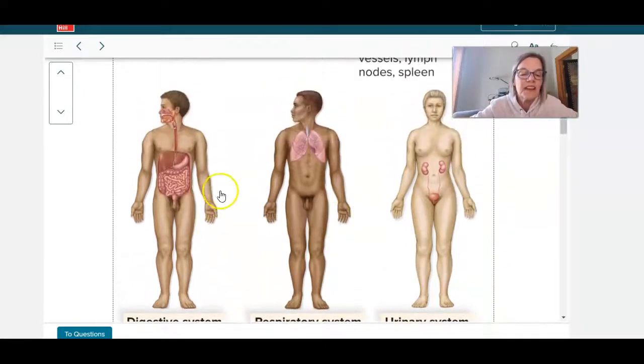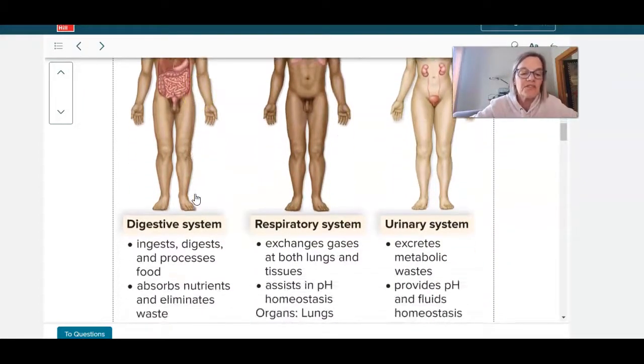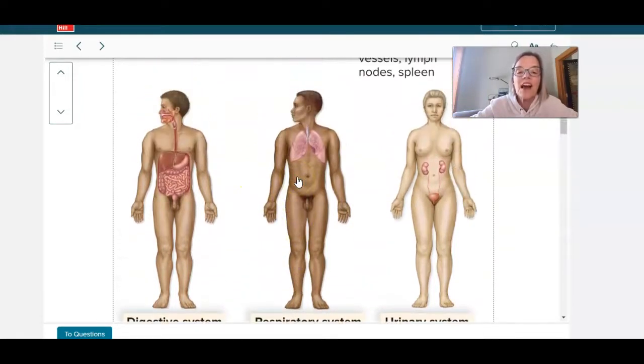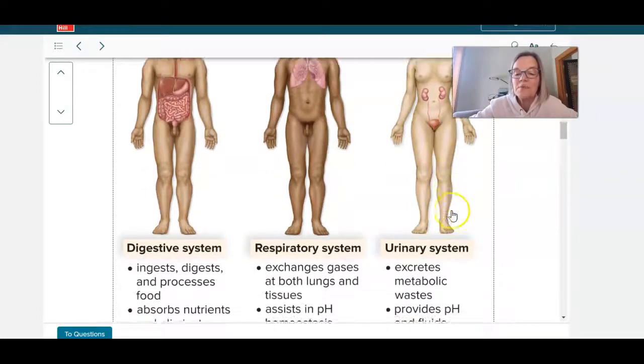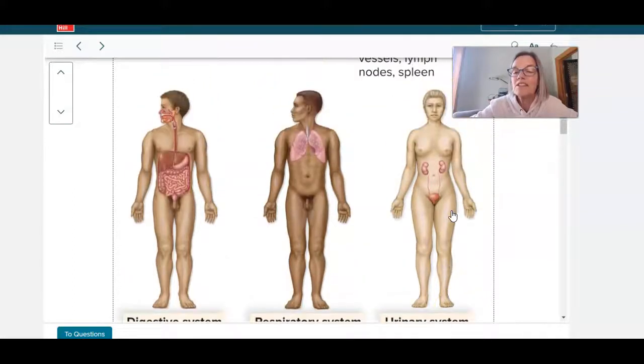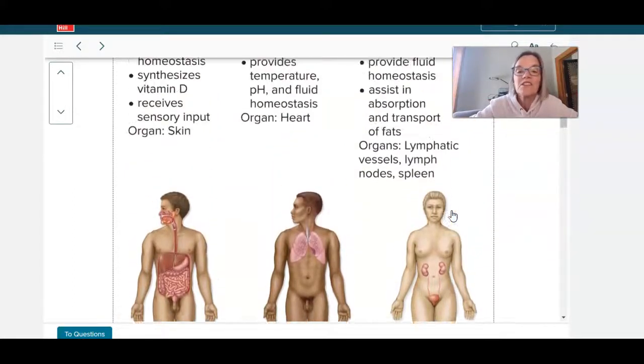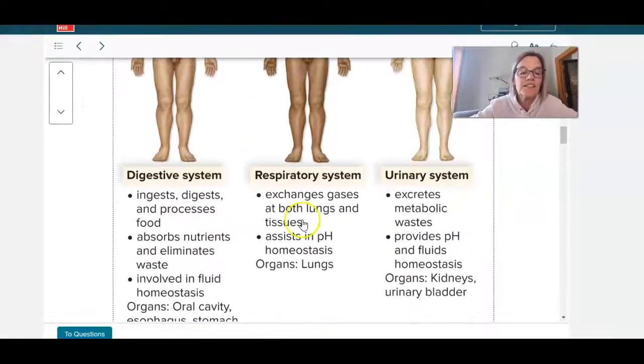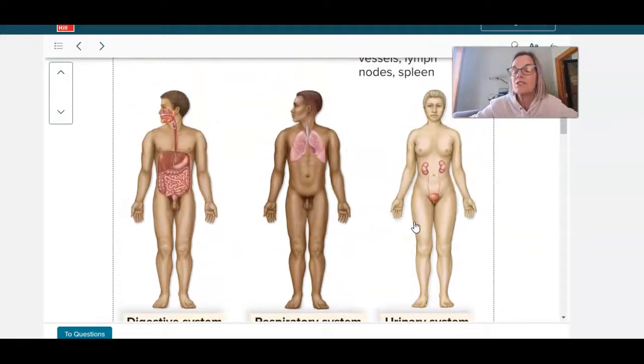Digestive system helps us obviously digest food and absorb nutrients. Respiratory system brings in oxygen, helps us release carbon dioxide. And then the urinary system helps us get rid of metabolic waste, which are the chemicals that are produced. So the digestive system is going to help us get rid of solid waste, and the urinary system helps us get rid of metabolic waste, which is the urea and other chemicals that we're trying to get out of our body.